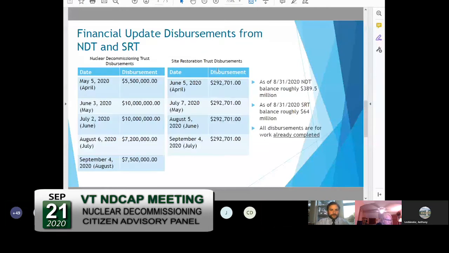The next slide, Tony. And just since the last NDCAP meeting, these are the Nuclear Decommissioning Trust disbursements on a monthly basis that we've received notification of, as well as the Site Restoration Trust disbursements. As of 8/31, the Nuclear Decommissioning Trust balance is roughly $389.5 million, and the Site Restoration Trust balance was roughly $64 million. And any disbursements that NorthStar has received are for work that has already been completed. All right. Next slide, Tony. Thank you.